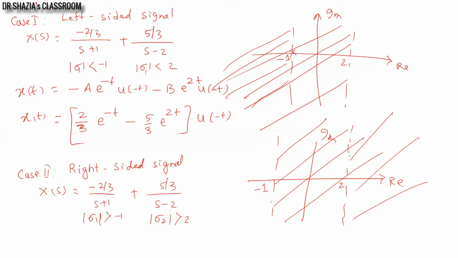Yes. So for this particular signal, if I apply the inverse Laplace transform, it will be e to the power minus a t u of t. So in this case, it will be minus 2 by 3 e to the power minus t u of t plus 5 by 3 e to the power 2t u of t. Yes. Then we'll go to the third case.